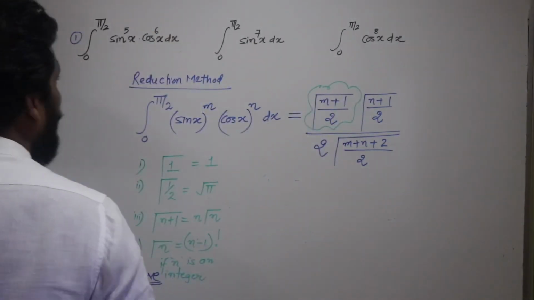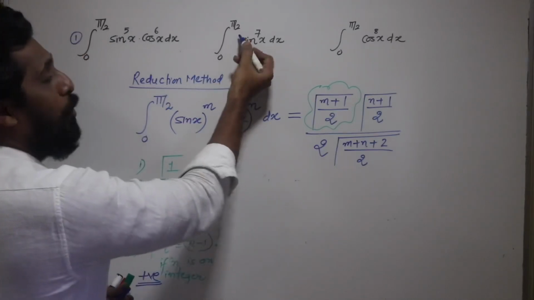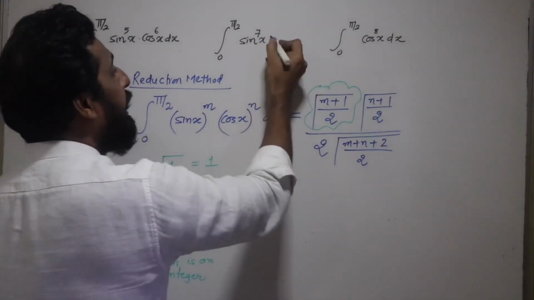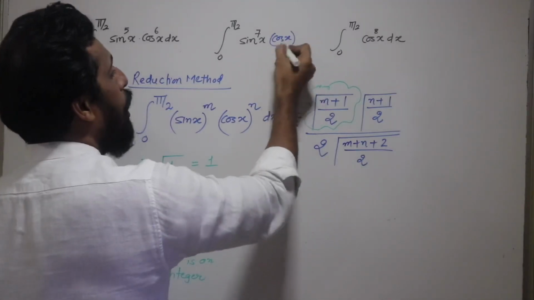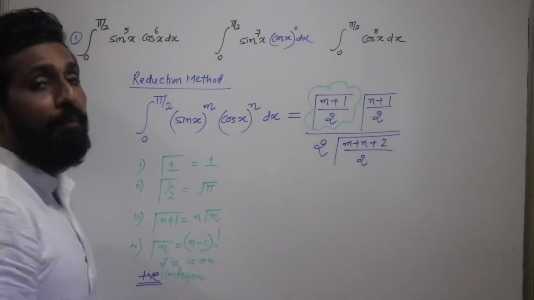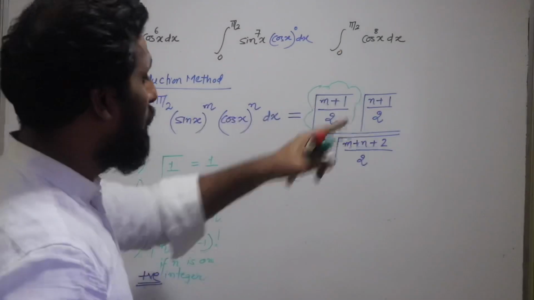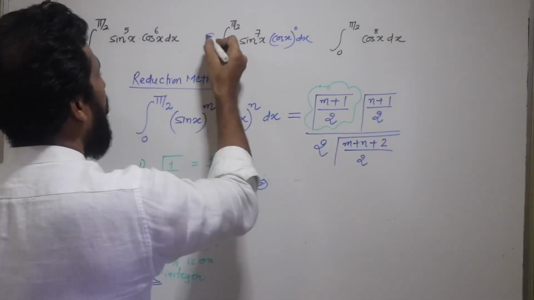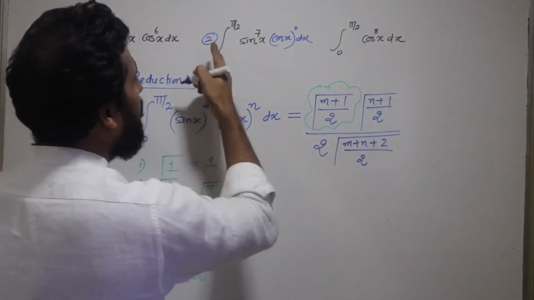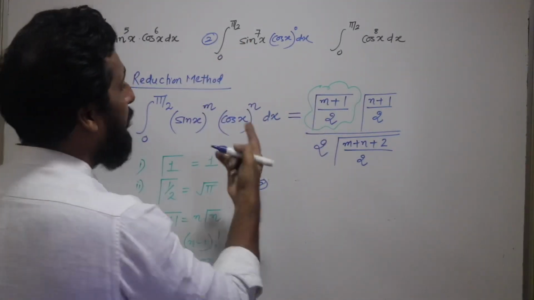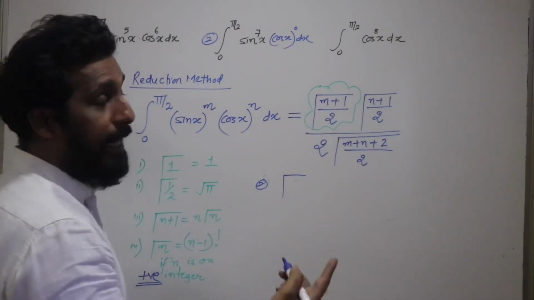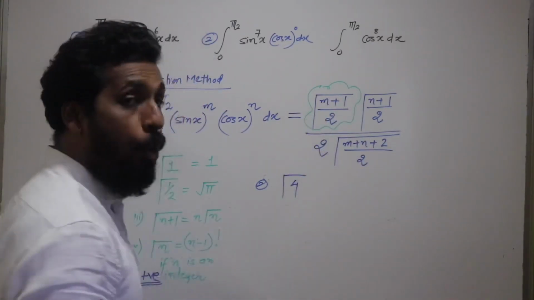So for the second one we have 0 to pi by 2 again, sin x raised to 7, but there is no cos x term. I can introduce a term of cos x with the power 0, isn't it? With the power 0, so let's put cos x raised to 0. Now if you use this same formula for the second question, you simply have to replace m with 7. So let's replace m with 7. So that's 7 plus 1, that becomes 8. 8 upon 2, you get 4, isn't it?